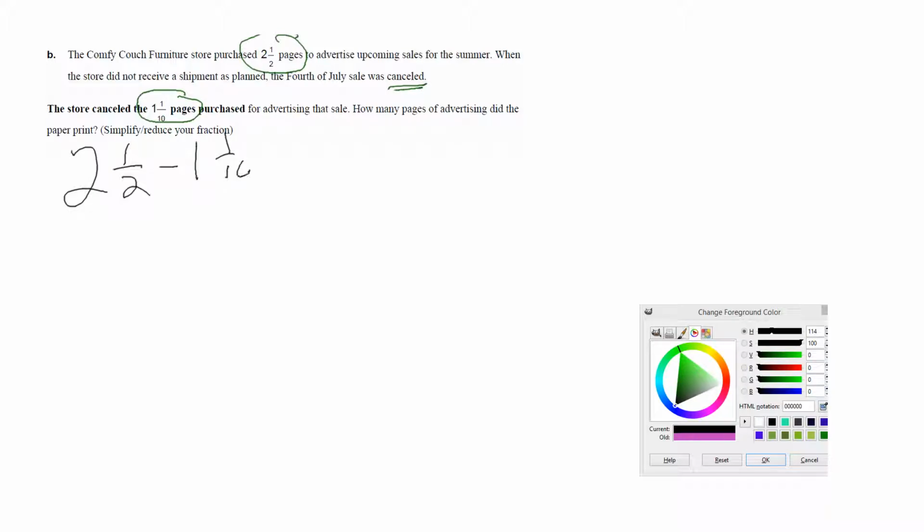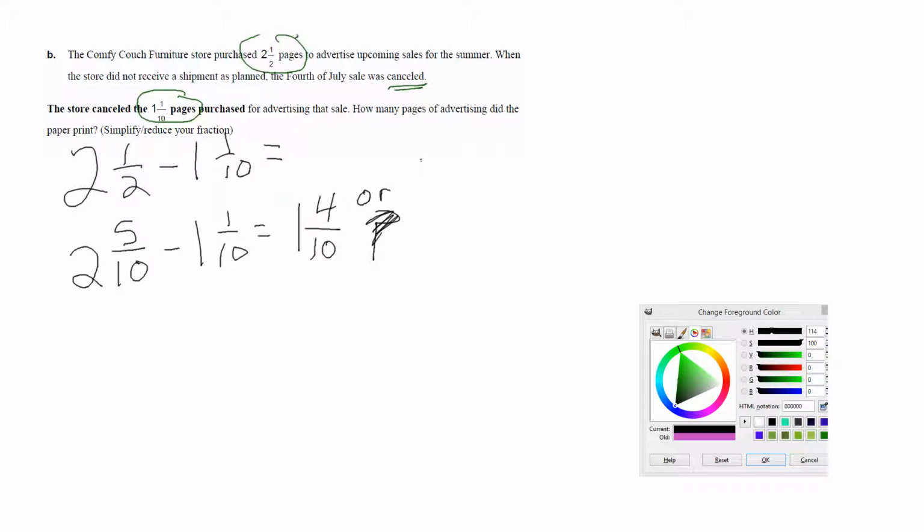Let's do a redo on that. 1 and 1/10 equals what? Well, we need to find common denominators. And we'll use 10. So 2 and 5/10 minus 1 and 1/10 equals 1 and 4/10 pages. Oh, no, just kidding, because we want to simplify this. And we'll write it as 1 and 2/5 pages. Let's keep going.